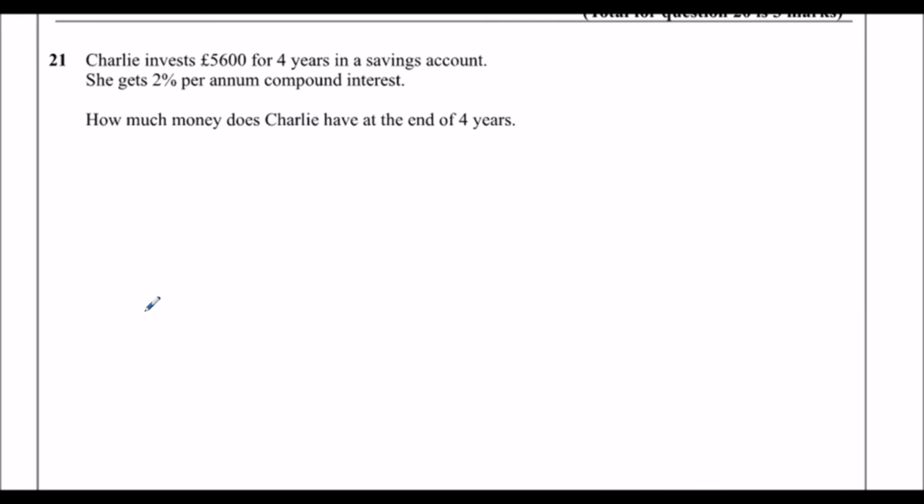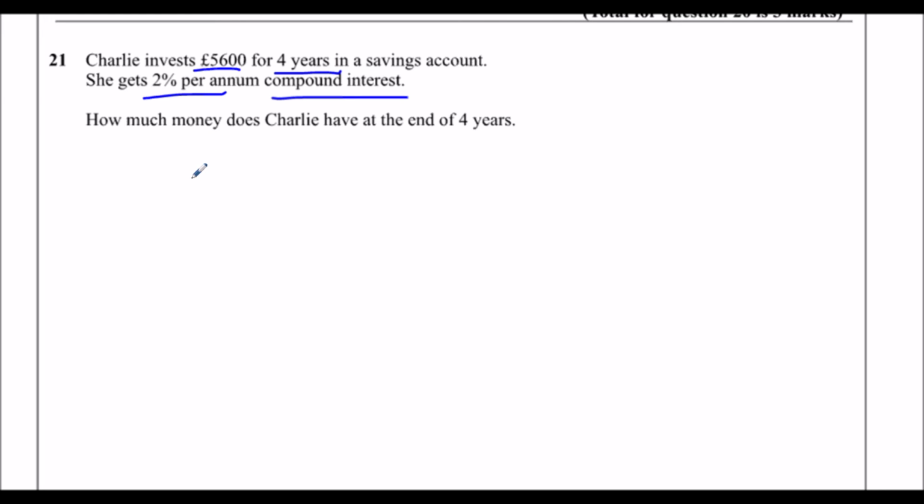Question 21. Charlie invests 5,600 for 4 years in a savings account. She gets 2% per annum compound interest. So we're going to add on 2% every year. So add on 2%, and then to the answer add on 2% again, and then to the answer add on 2% again, and then to the answer add on 2% again.